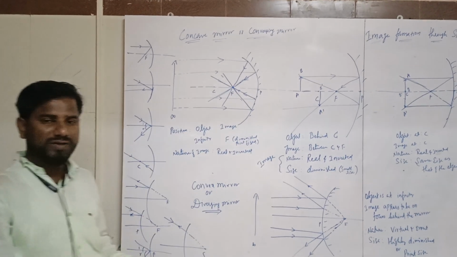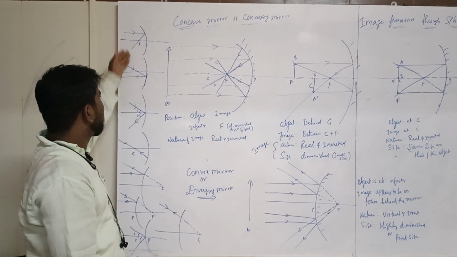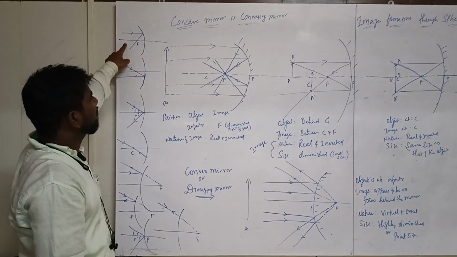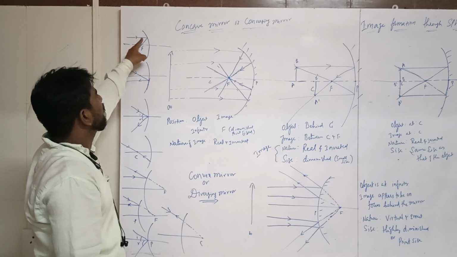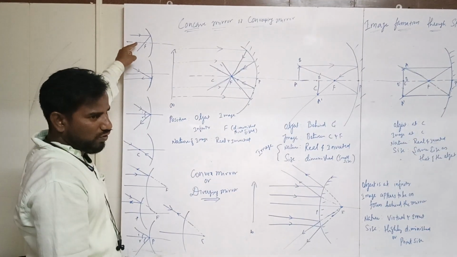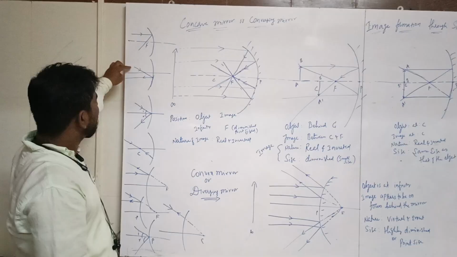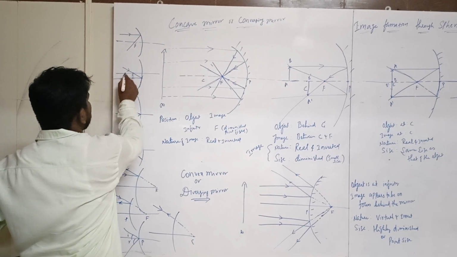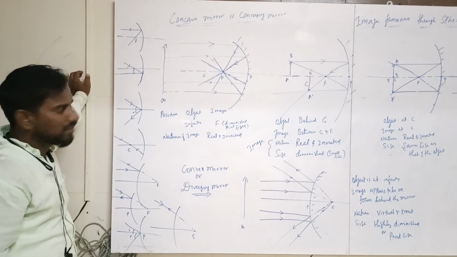Today we are going to see some image formation through spherical mirrors. Before that, we already studied ray diagrams in a previous class, where this is the principal axis, this is the pole, focus and center of curvature. When a ray is incident parallel to the principal axis, it passes through the focus in a concave mirror. When a ray is incident on the focus, after reflection it will be parallel to the principal axis.